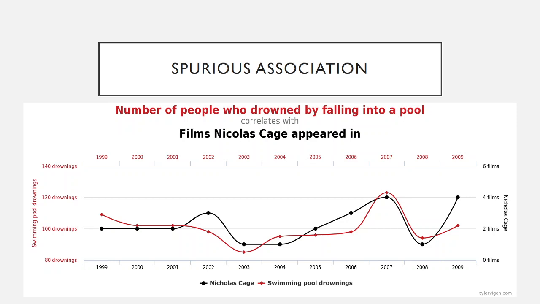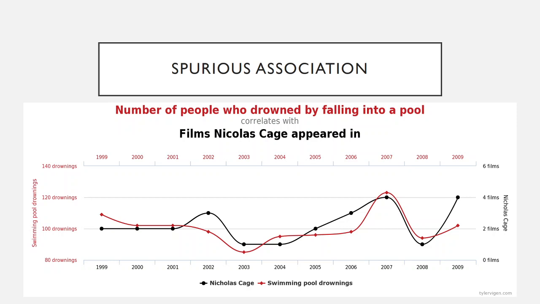This one is my personal favorite because national treasure and Oscar winner Nicolas Cage, if you can believe it, films that Nicolas Cage has appeared in are very strongly associated with drowning deaths by drowning in a pool. So years where there are more Nicolas Cage films, more people die by falling in a pool. You can see in that visual that that relationship is quite strong.